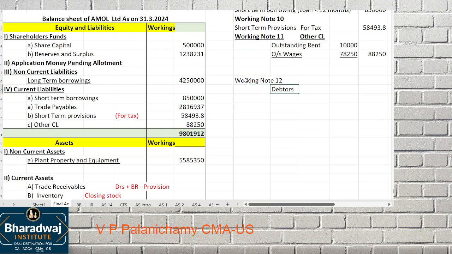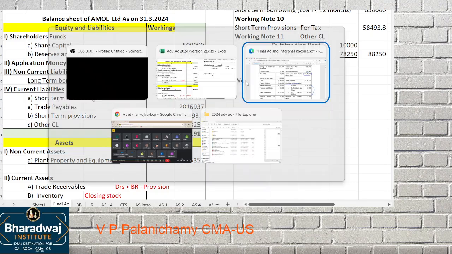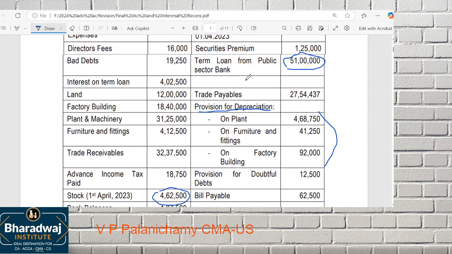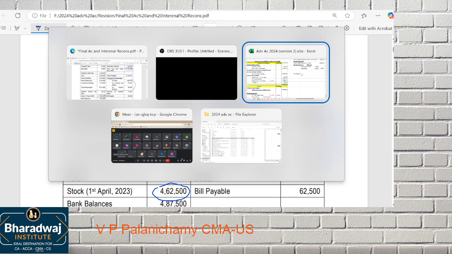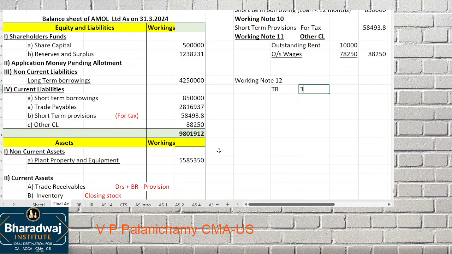What are the debtors, or trade receivables, given in the question? 32 lakh 37,500. Less provision. What is the provision required? 5%. The balance will come in the outer column.